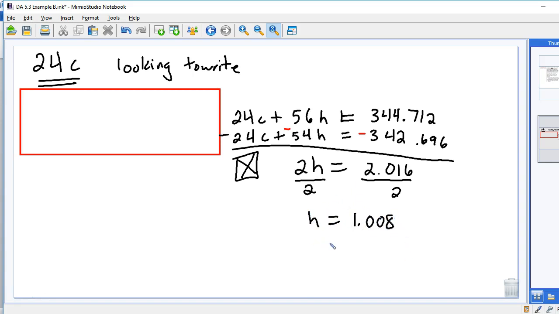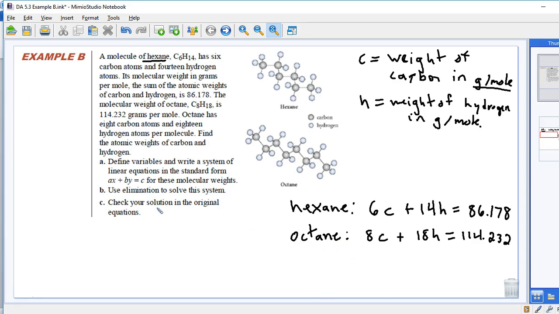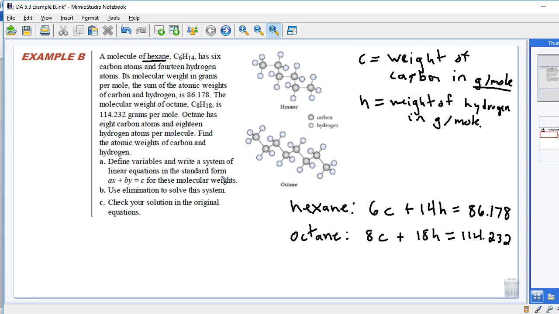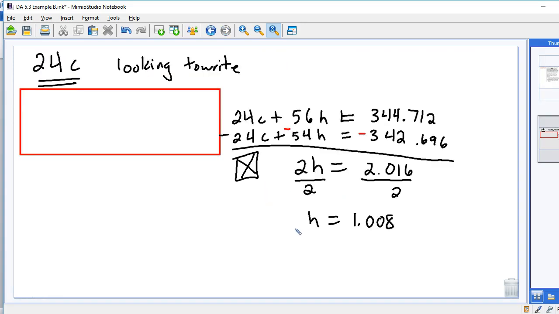Okay, so if we go back and say, what does that really mean? H is the weight of hydrogen in grams per mole. All right, so H is 1.008. So are we done? Did we find our solution like Part B asked, use elimination to solve the system? Hopefully by now you're saying, no, Mr. Bartman, we haven't done that because I still need to figure out C.